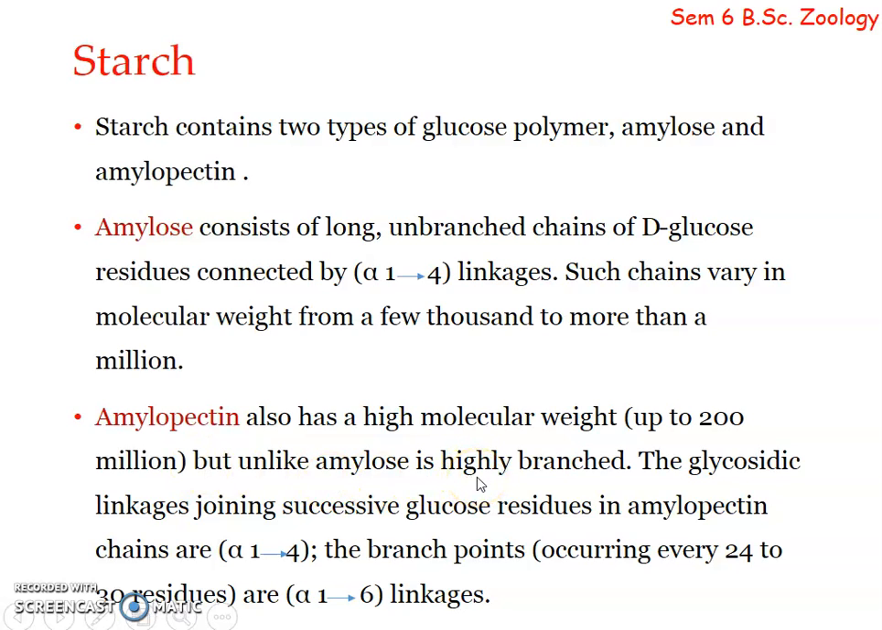highly branched. The glycosidic linkages joining successive glucose residues in amylopectin chains are alpha 1,4, and at the branch points it is alpha 1,6. Branch points occur at every 24 to 30 residues. So when we compare glycogen with starch, glycogen is a little more compact. Why is it so? Because at every eighth residue there is a branching point. But in starch, only at the 24th residue do you find a branching point. So it is not so compact; starch is a less dense compound compared with glycogen.